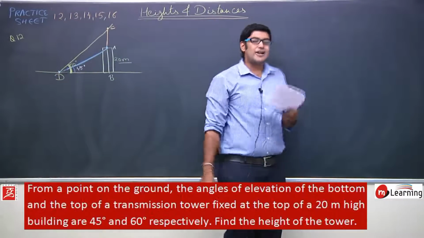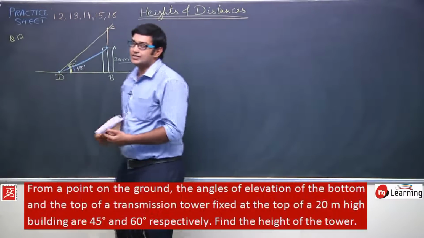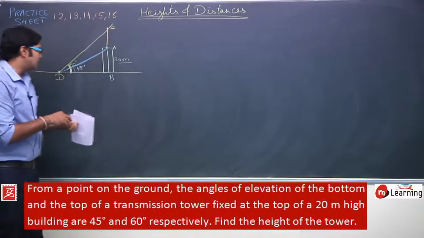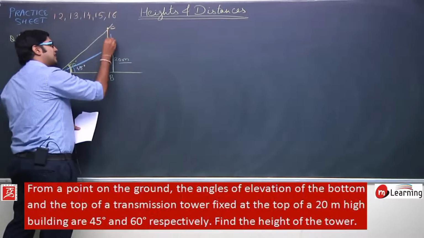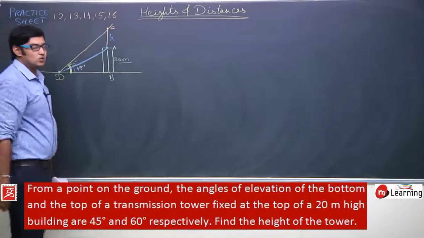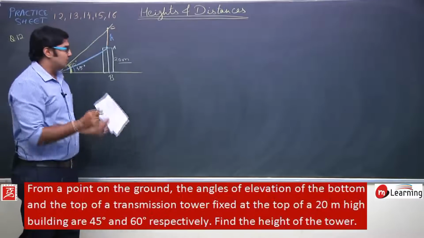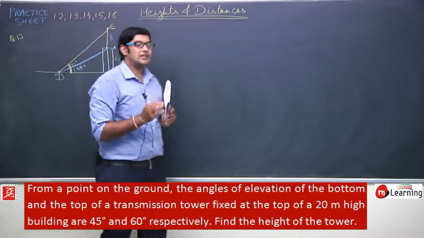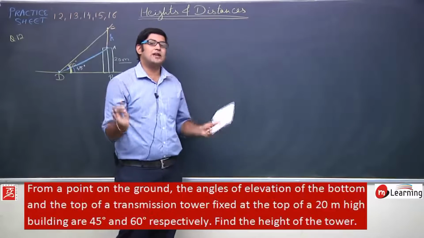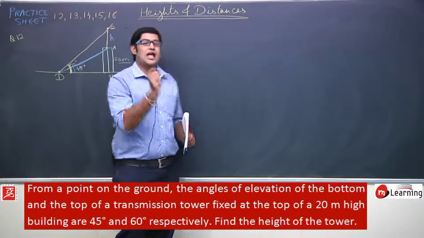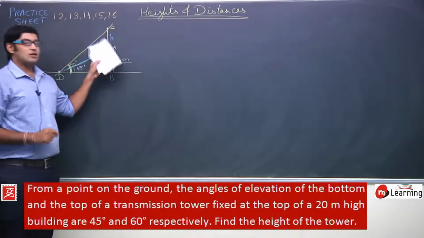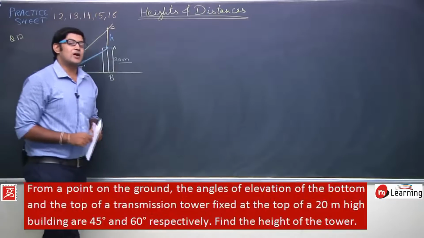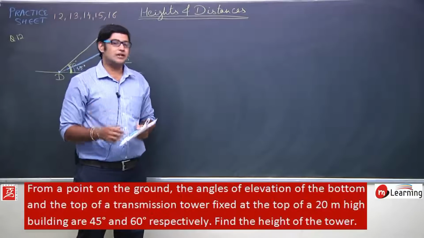Further it says find the height of the tower. So my task is to determine the height of the tower. The height of the tower is, let us say, H, which is the quantity to be determined. Till now we have just understood what exactly the question is trying to say. We have framed a line diagram of the question, and we have also identified the quantity which is to be determined in the question.